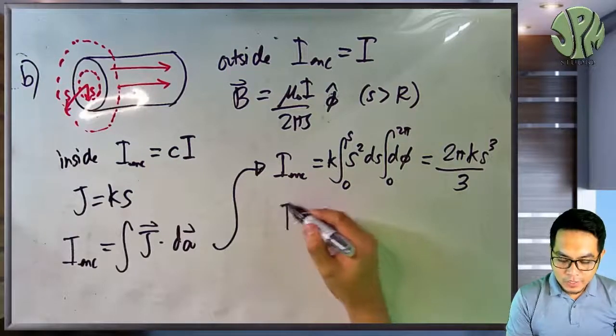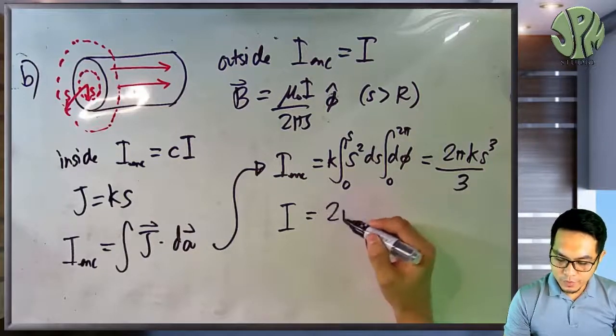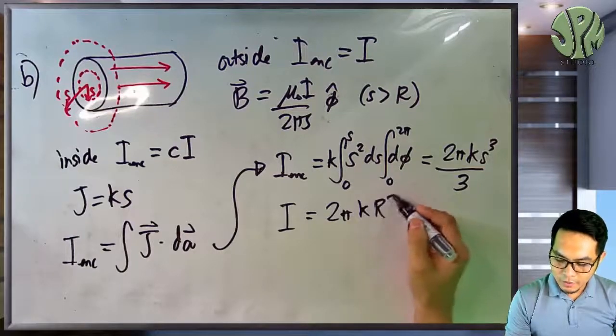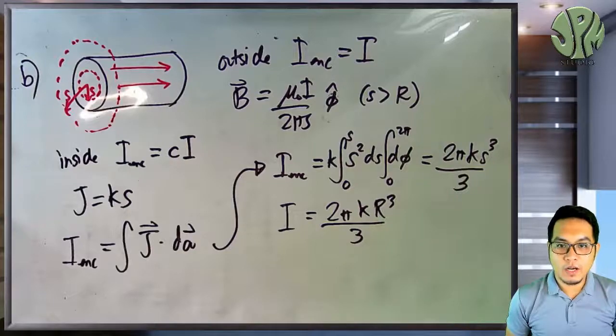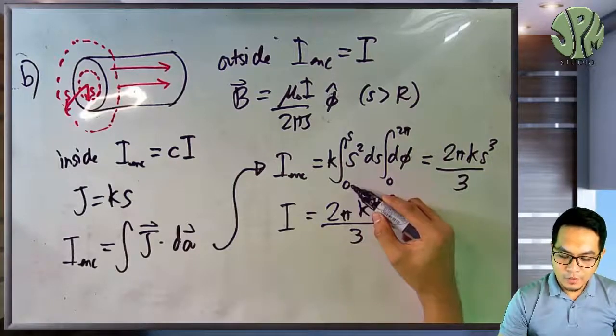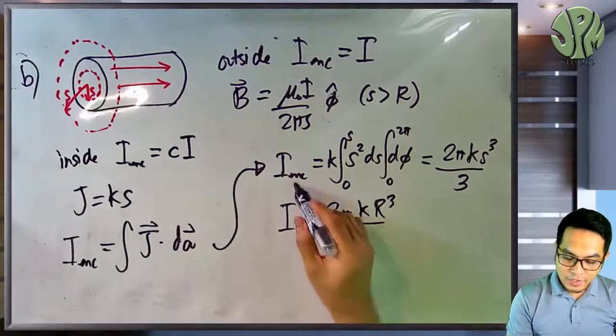Now, the total current I happens when the radius of the loop, S, is equal to R. So that's 2 pi k r cubed over 3. This is actually the total current when S is equal to R. When you evaluate this from 0 to R, you get the total current, 2 pi k r cubed over 3. Now, how do I write I enclosed in terms of I?